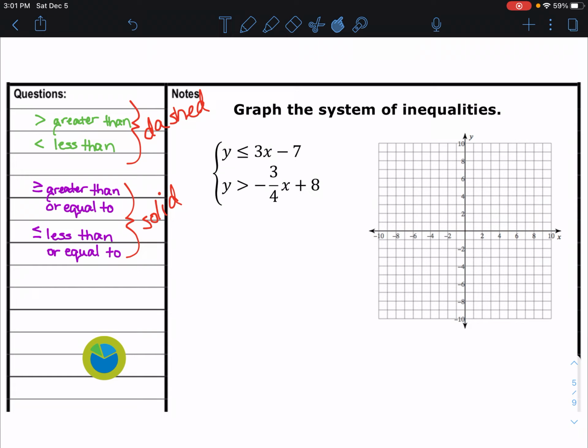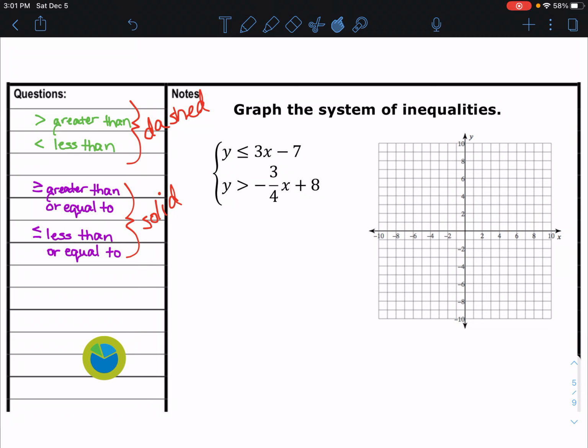Okay, so now let's go through this. A system, remember, is just more than one inequality. So that's why we're going to plot both of these on here and see where our solution region lies. I'm going to start with that first inequality, y is less than or equal to 3x minus 7. These are both, notice, in slope-intercept form.